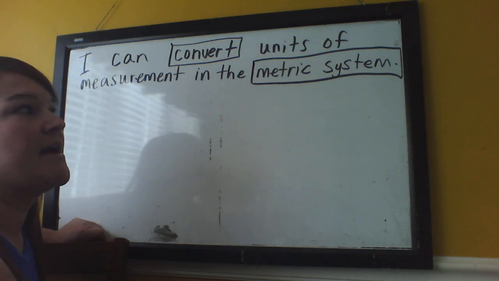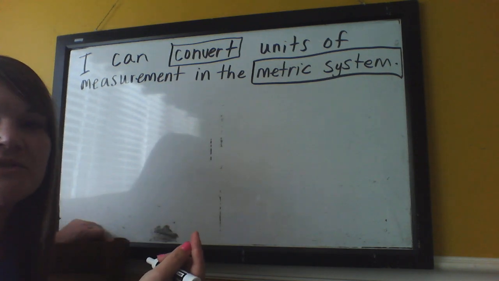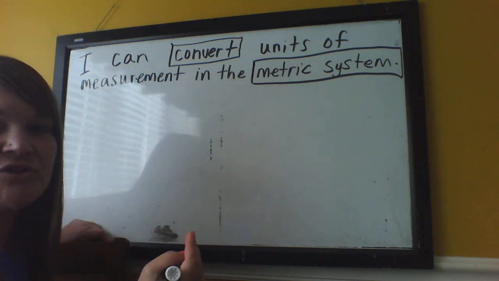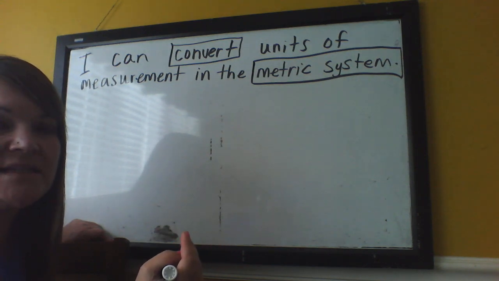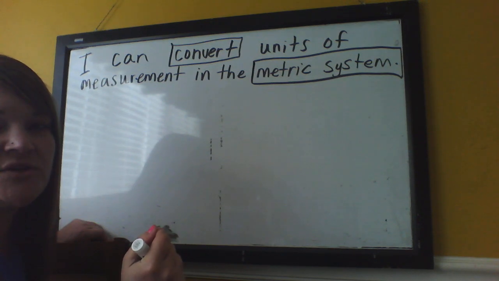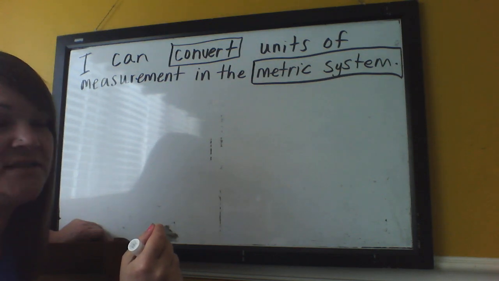And remember that the metric system includes three things. You have grams, that measures mass, which is similar to weight. You have liters, that measures liquid, or we call it capacity. And then we have meters that are used to measure distance. So those are our three that we're going to call base units.